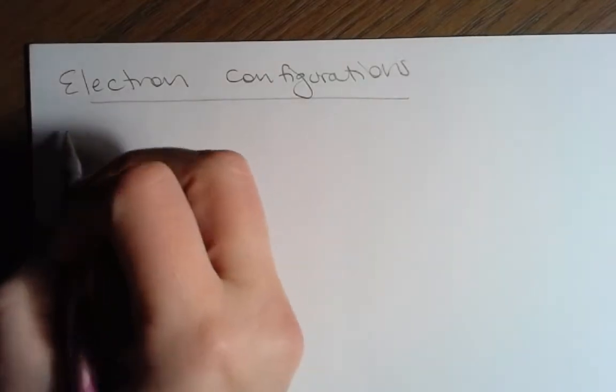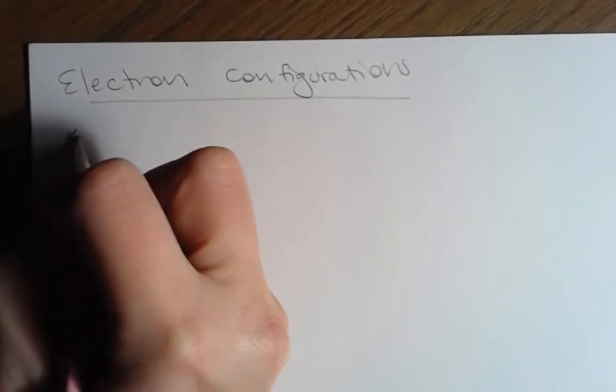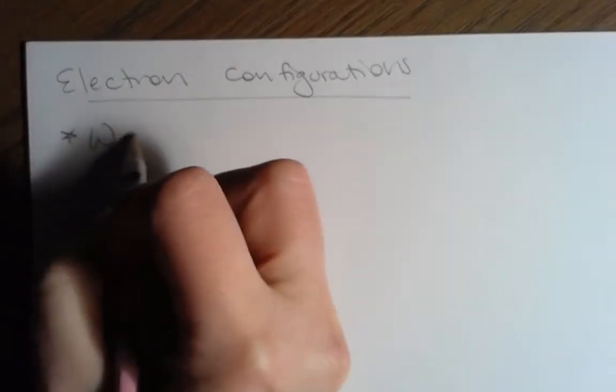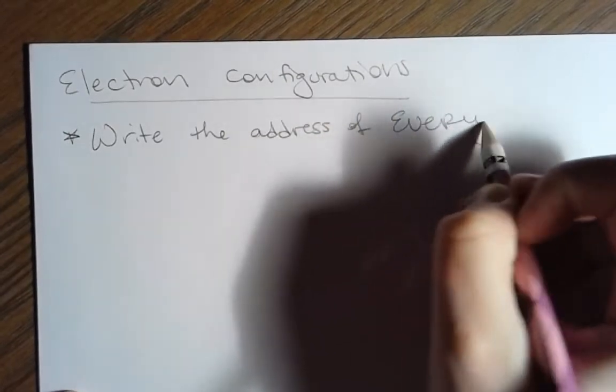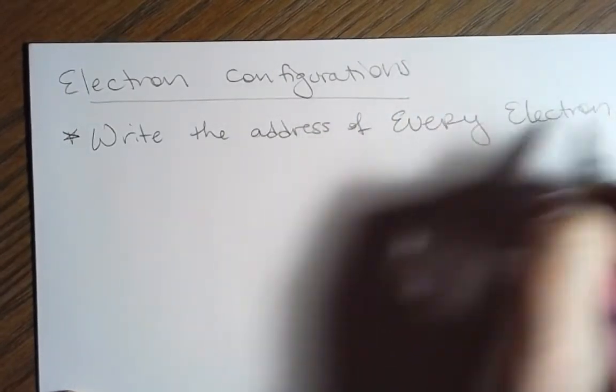I kind of want to tell you about how I teach this in person because it's completely different from how I'm doing it virtually, because I don't have a printer, so I can't hand you the data tables that we use. So we're just going to do this with the page you just built. And the big idea here is we're going to write the address. Electron configurations write the address of every electron in an atom.